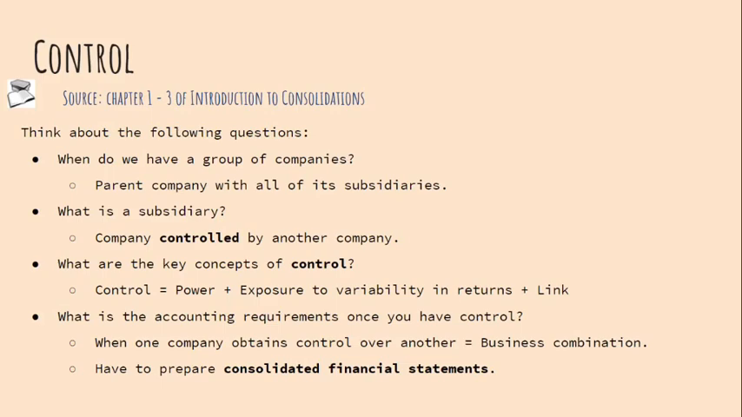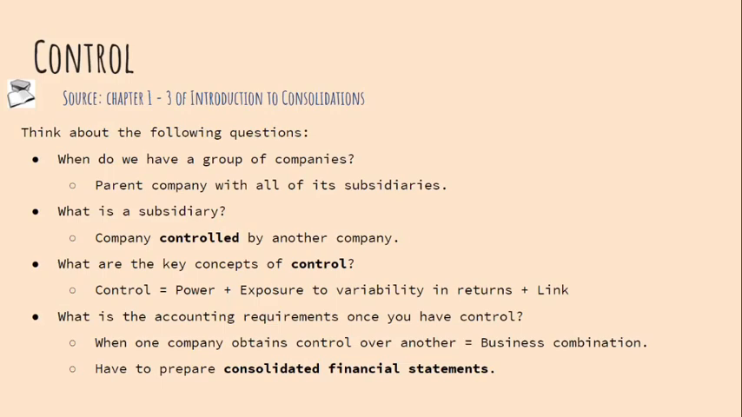Let's think about the following questions. When do we have a group of companies? A group of companies is defined as a parent company with all of its subsidiaries. What is a subsidiary? A subsidiary is a company controlled by another company. So again, key to the identification of a business combination or a group is the control that one entity obtains over another entity. If you read the definition of control, you will see it's quite involved and lengthy, but it can be broken down into three main concepts.